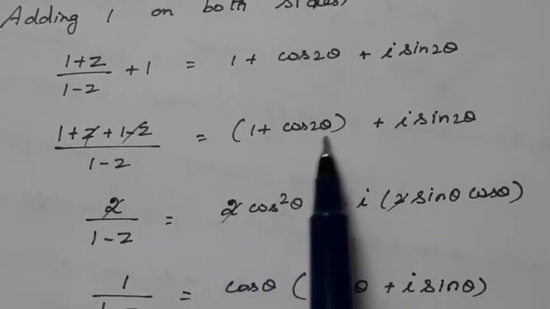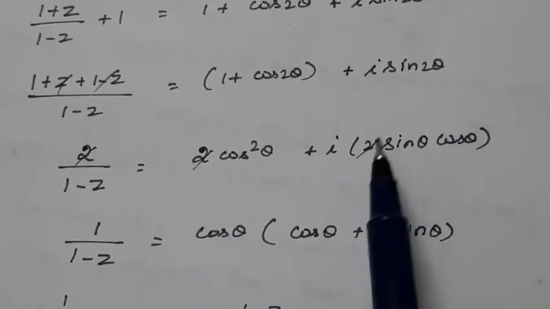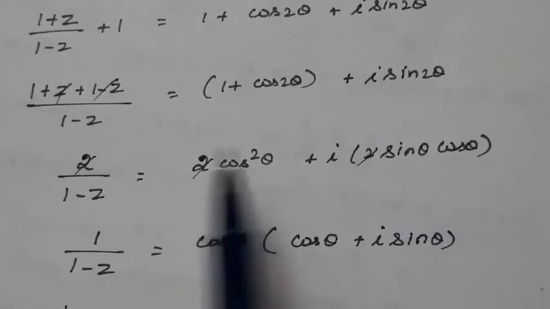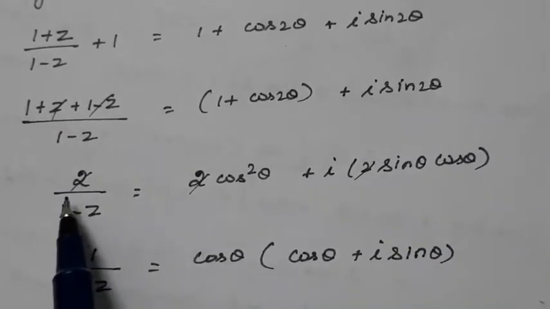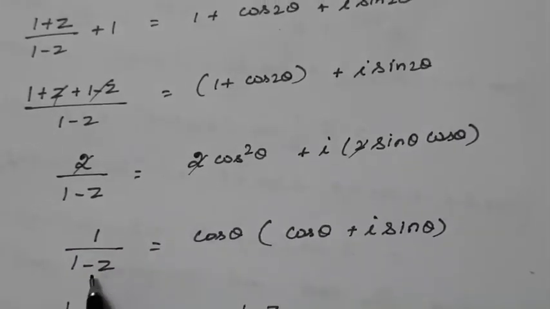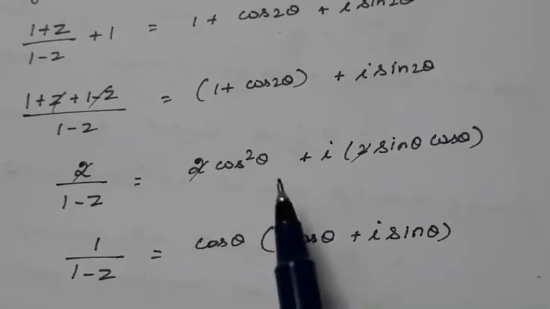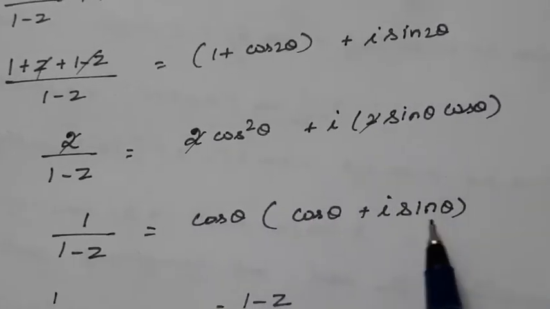Now what is the formula for 1 plus cos 2 theta? 2 cos squared theta, and sin 2 theta can be split up as 2 sin theta cos theta. And here z and z get cancelled, 1 plus 1, 2 by 1 minus z. Let us divide throughout by 2. So cancelling this 2, we have 1 by (1 minus z) is equal to cos theta into, taking cos theta outside, cos theta into (cos theta plus i sin theta).